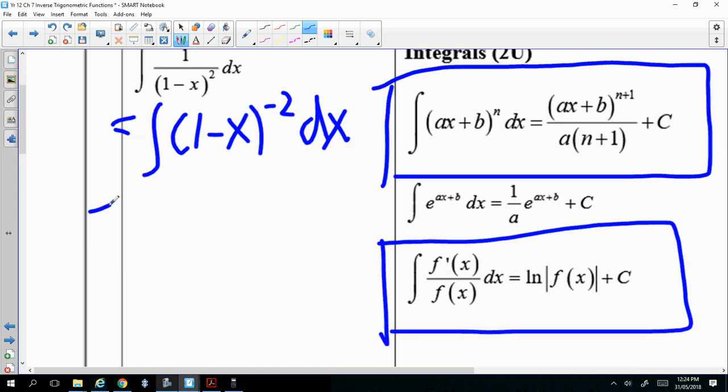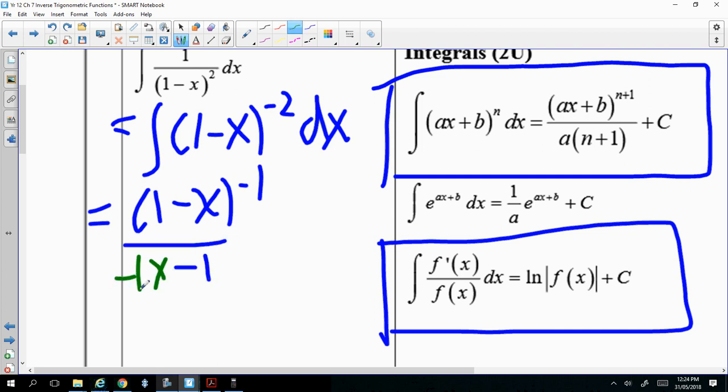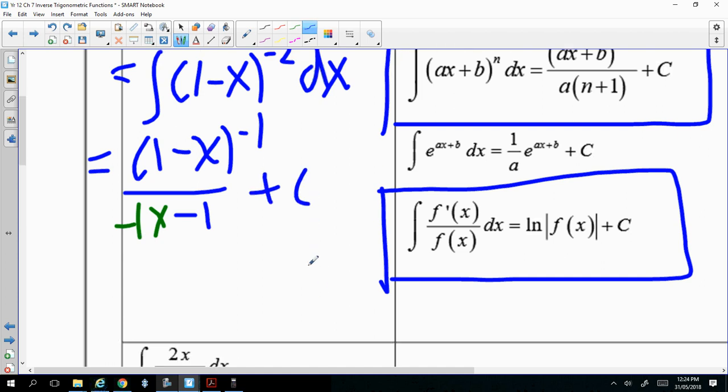Right? And the negative 1 get cancelled, you end up getting 1 over 1 minus x plus c. Okay? Alright, see if you can do another one. Alright, try another one. I need to record. Okay, alright. How about this second one? Which one would it be?